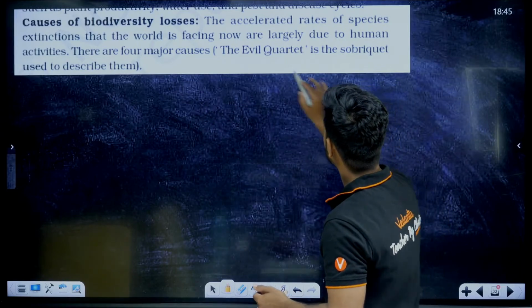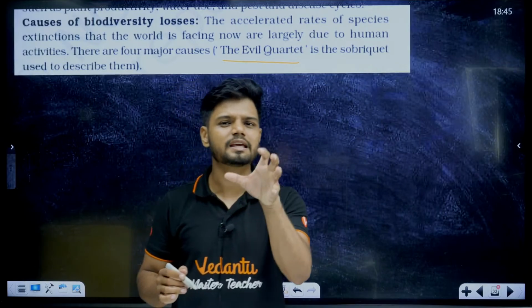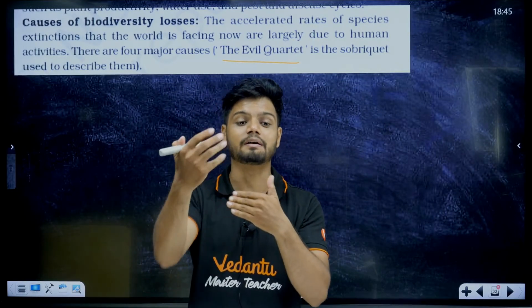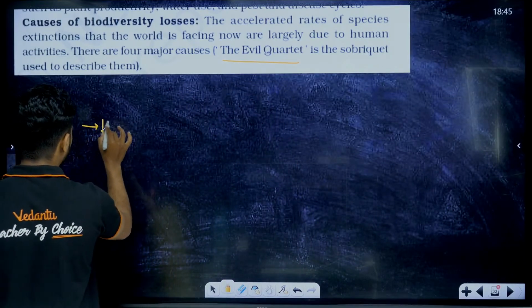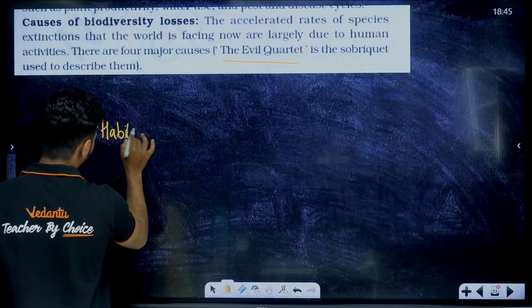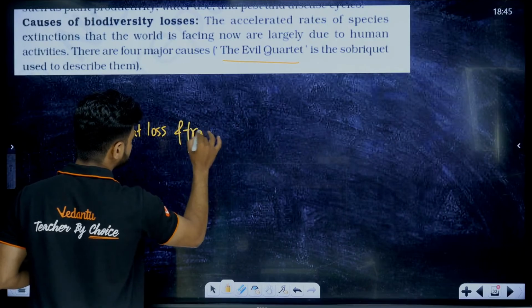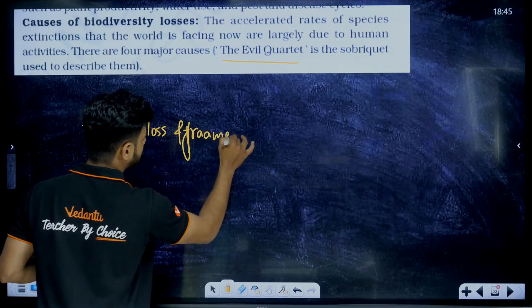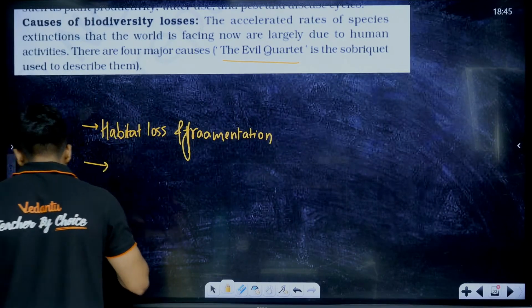The last part is going to be your causes of biodiversity loss. There is something called the evil quartet. Now, what is this evil quartet? The evil quartet are nothing but the main causes of biodiversity loss. For example, the first one is going to be your habitat loss and fragmentation.